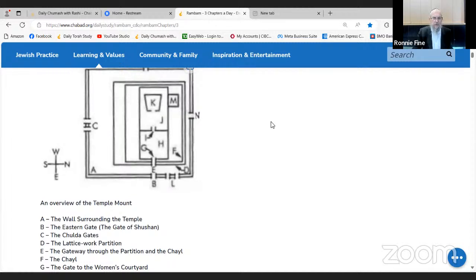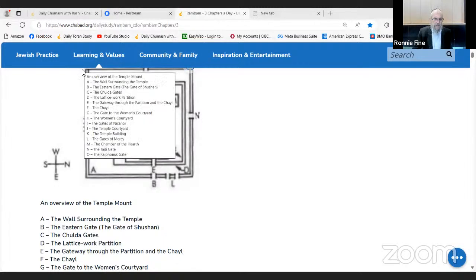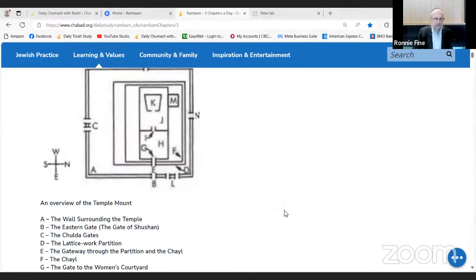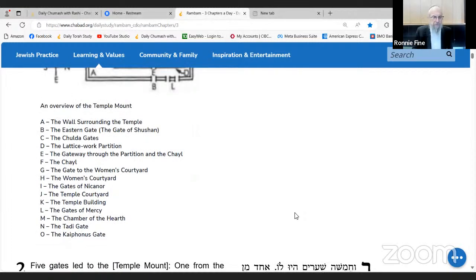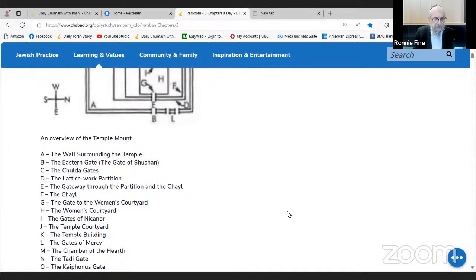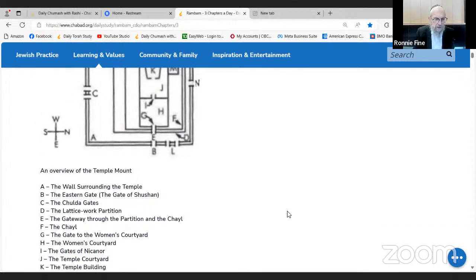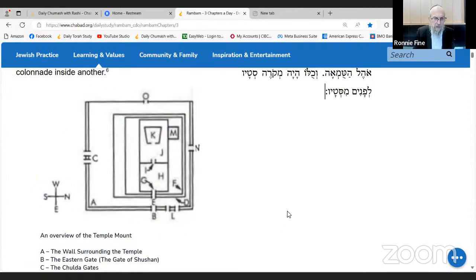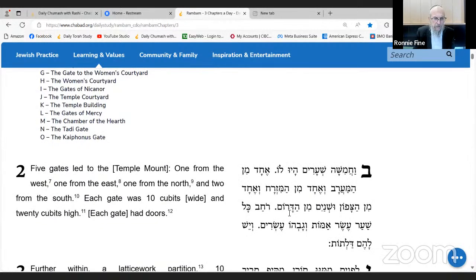So this is what we're talking about. This 500 by 500, right? Five gates led to the Temple Mount. One from the west, one from the east, one from the north, and two from the south. Each gate was 10 cubits wide, which is 15 feet wide, and 20 cubits high. Each gate had doors.